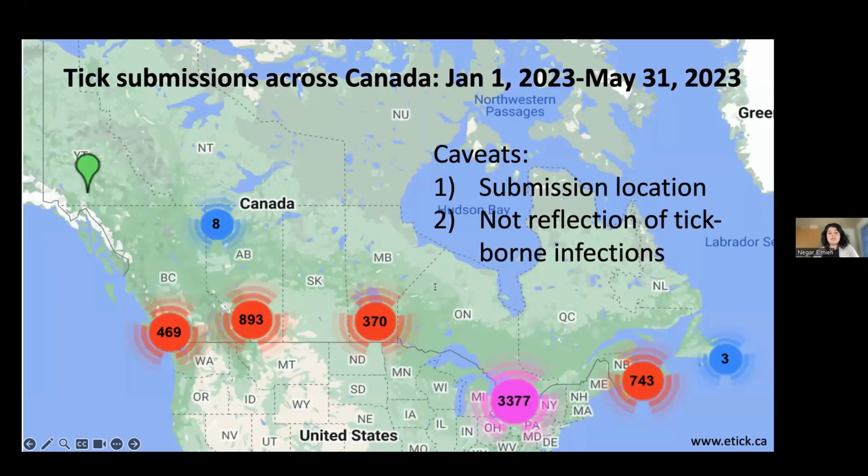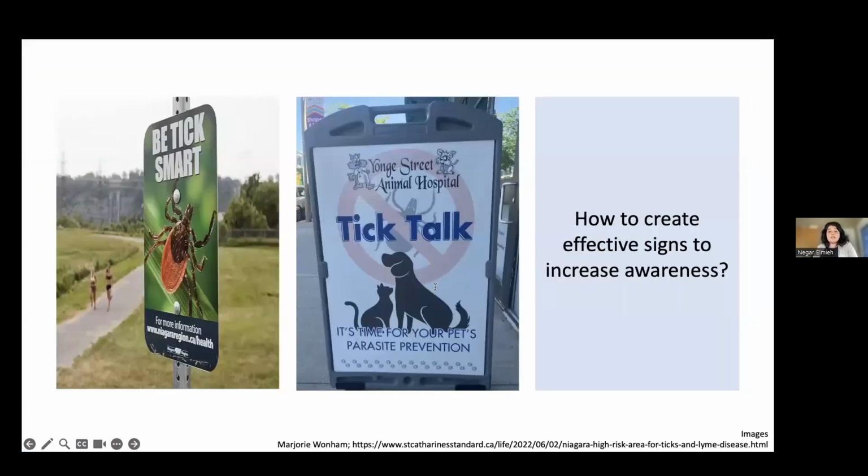And it's not a reflection of tick-borne infections because it's just tick photos. It's not an actual analysis of the tick. But having said that, it's an excellent proxy for what is happening across Canada in terms of tick activity at any given time. And then there's also signage.